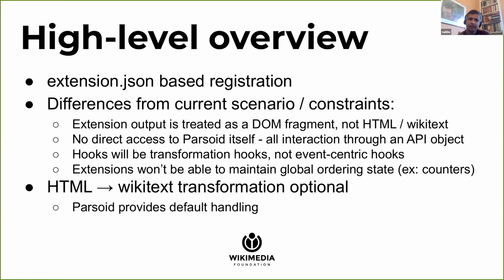But beyond that, here are the primary differences from the current scenario, or you can also think of these as constraints that we're imposing. First of all, if you're an extension developer, you know that the output of an extension is probably an HTML string. It could be Wikitext, partially processed Wikitext, for example. But in the Parsoid land, the output of an extension is always a DOM fragment, completely processed. There is no notion of partially processed.